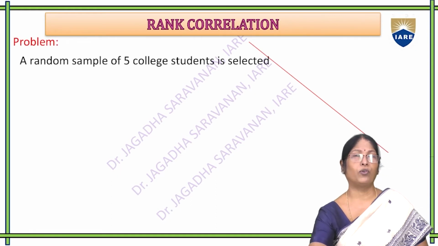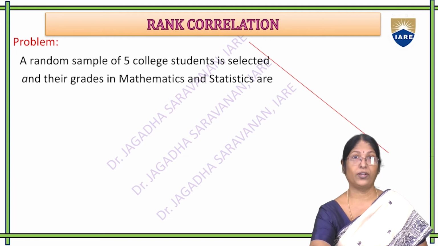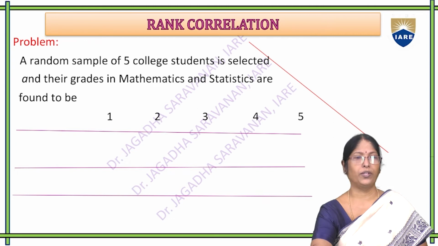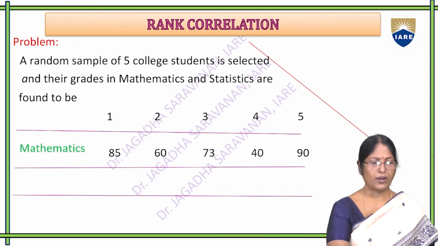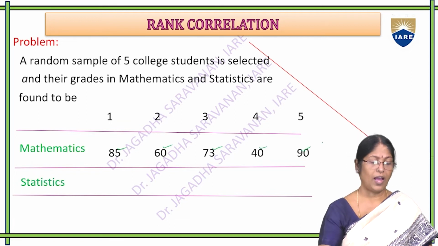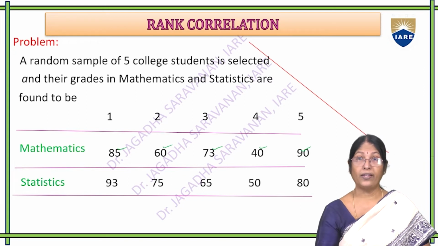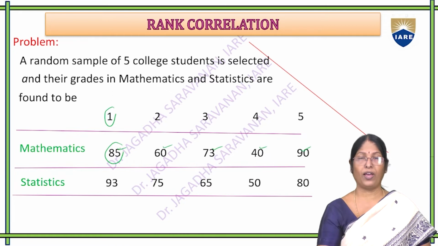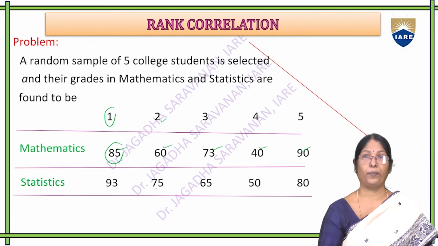A random sample of 5 college students is selected and their grades in mathematics and statistics are found to be, here we can see it, 5 students. In mathematics, their marks are 85, 60, 73, 40 and 90. And in statistics, what they obtained is 93, 75, 65, 50 and 80. The first student scored 85 in mathematics and 93 in statistics. The second student scored 60 in mathematics and 75.